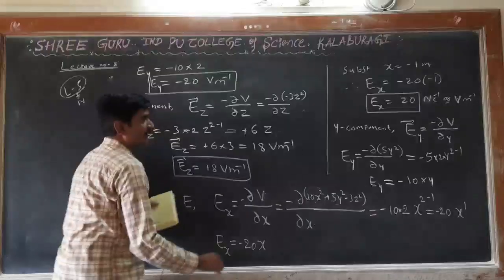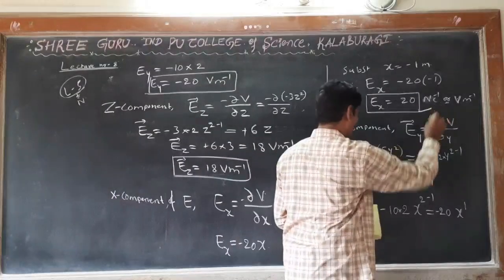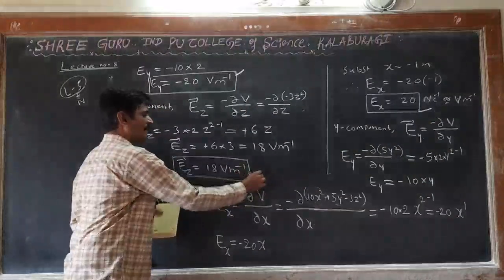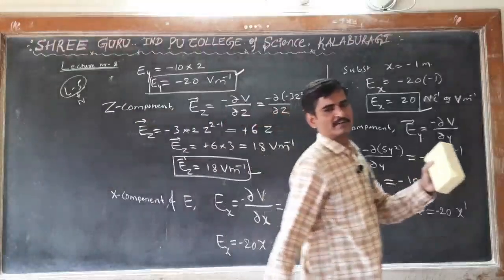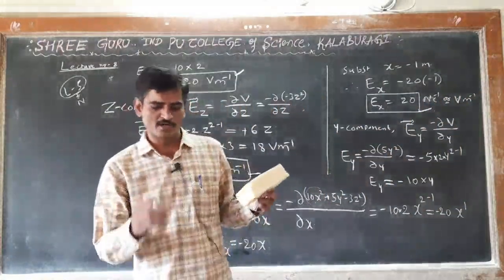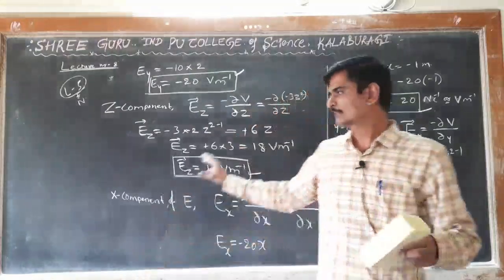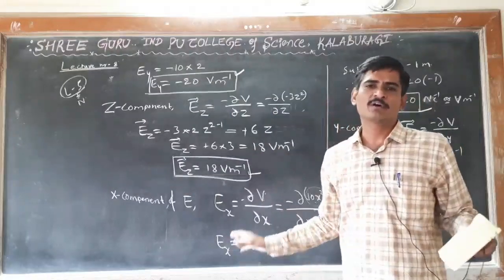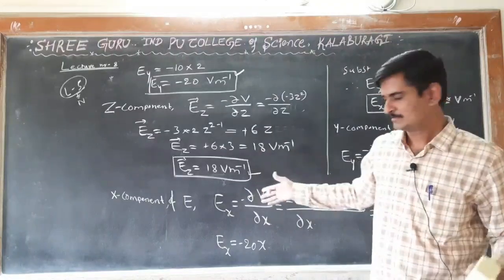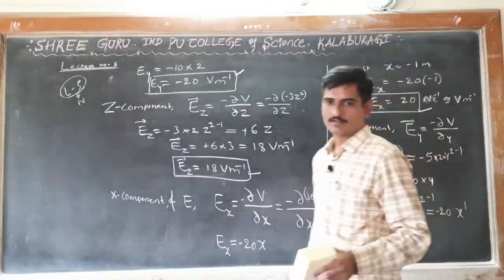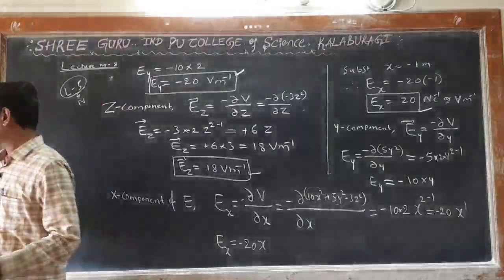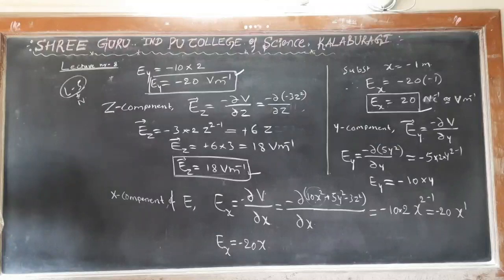We have calculated the x component, the y component, and the z component of the electric field. That's it. You just have to know differentiation. If you have not studied differentiation, it looks a little difficult, but once you study differentiation in mathematics, it all looks very simple. So don't be worried. Next, one more problem of the same type.